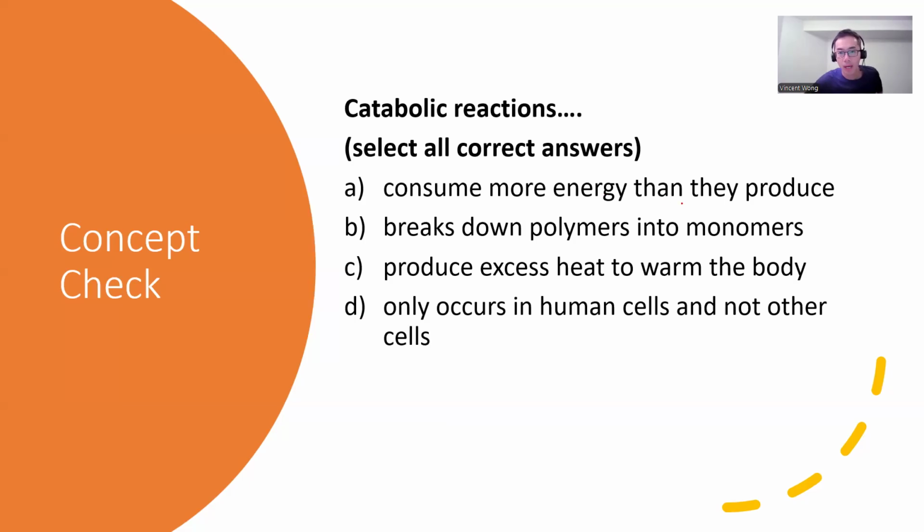They consume more energy than they produce. That's not true, right? The whole point of doing catabolic reaction is to produce more energy, right? So that we can capture them. They break down polymers into monomers, yes. They produce excess heat to warm the body, yes. And humans are not the only ones that do it, okay? All living things have to have some kind of catabolic reactions because one of the characteristics of living things is that they require energy. Okay, so to produce energy, you need to do catabolic reaction.